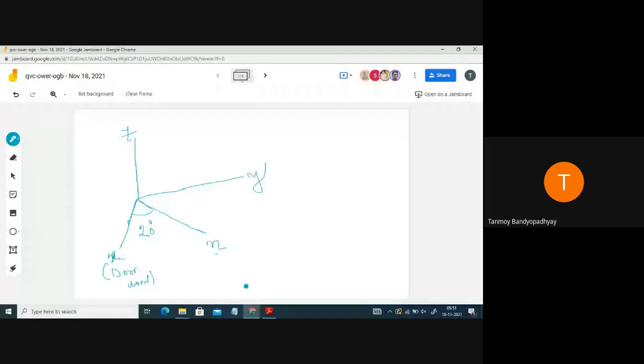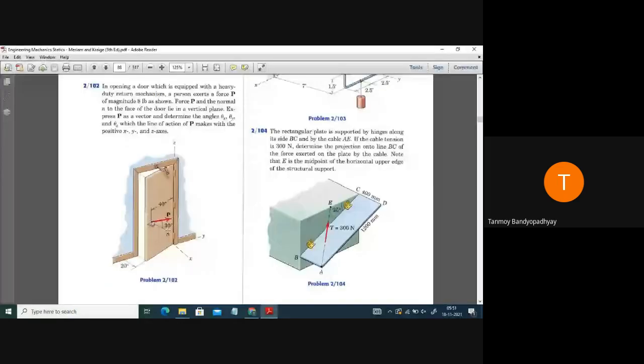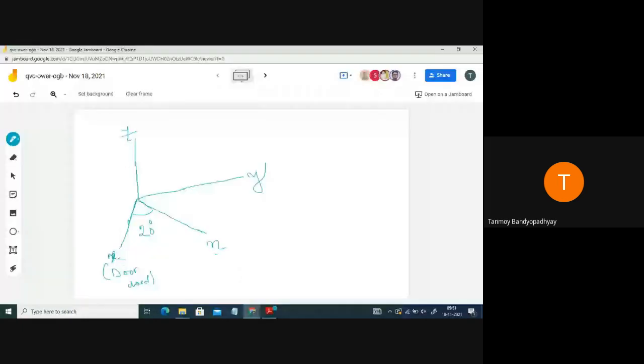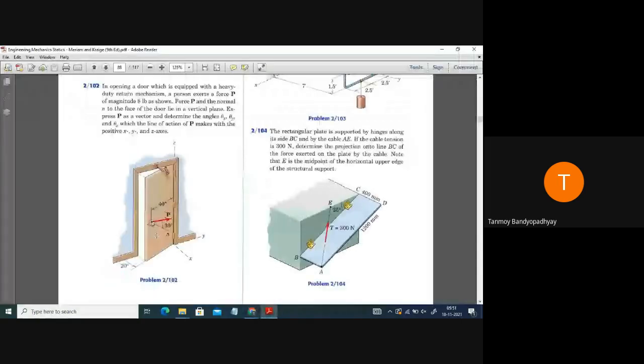Now when I am opening the door, this n is moving. So you can see there is n sort of thing, and that n is moving. How much will it rotate? It will rotate by 20 degree from x. Once it rotates 20 degree from x, the configuration of P with n is constant. What is the configuration? P makes an angle of 30 degree with the n vector.